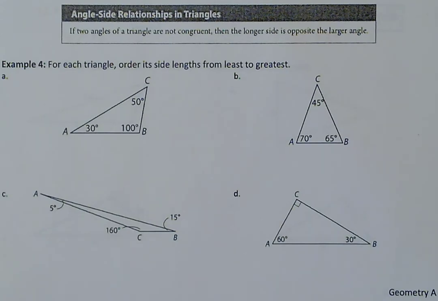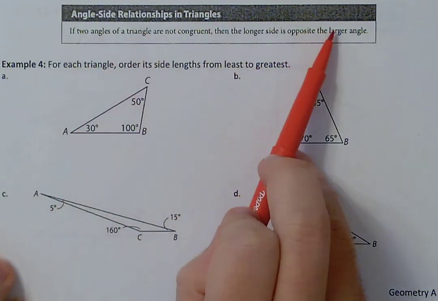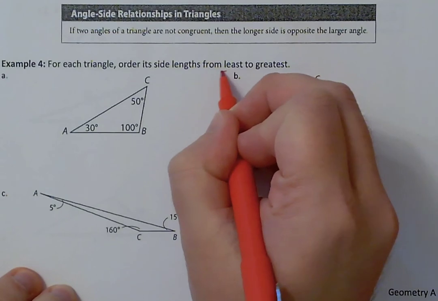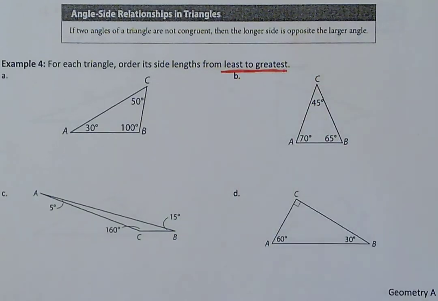Now, we're going to continue the same idea that we did with example 3. It's just instead of starting with a side length and going to an angle, we're going to start with an angle and go to a side. And that's all that this part is really going to say in the angle-side relationship. It's the same thing as the side-angle relationship, that the longer side is opposite the longer angle, or the smaller side is opposite the smaller angle.